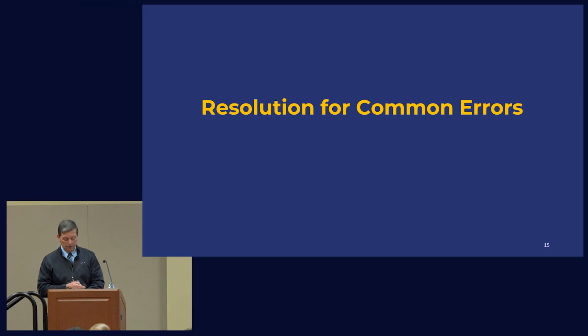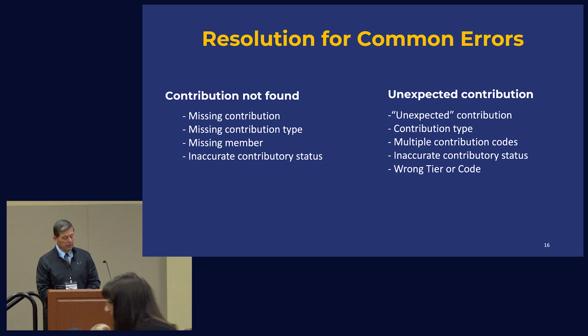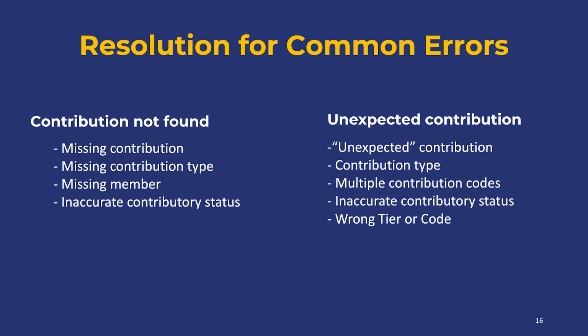So now that we have all of the member statuses up to date, there should be no unexpected validation errors, but we're briefly going to cover some of the errors that you may incur while uploading files. So if you receive an error message, contributions not found, normally this could refer to a missing contribution, can be specific to one missing contribution type for a member, and that's when other contribution types are present as well. You may get the only one contribution error based on that. Referencing a missing member as well, or it can be caused by inaccurate contributory status.